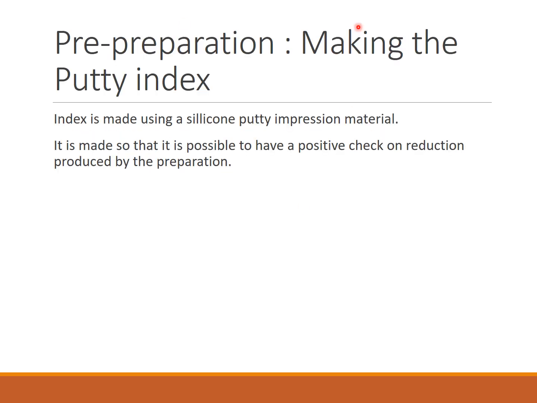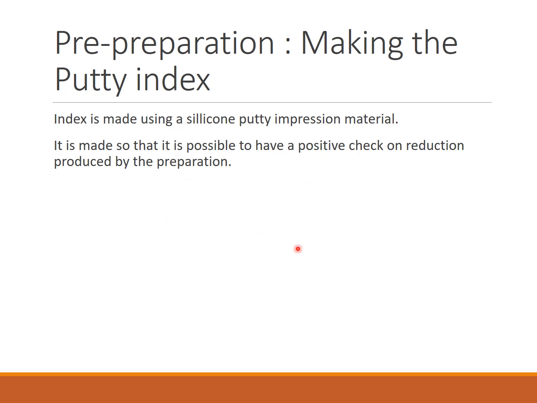Okay, coming to the pre-preparation, that is making of the putty index. So basically we make a putty index for two reasons, guys. Usually we make a putty index to check the reduction of the preparation. Also, we make another putty index for the provisional restorations. We will discuss that when we talk about the provisional restorations, guys. There also you make a similar putty index, and you just don't cut it. Okay.